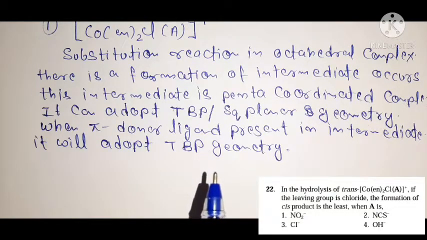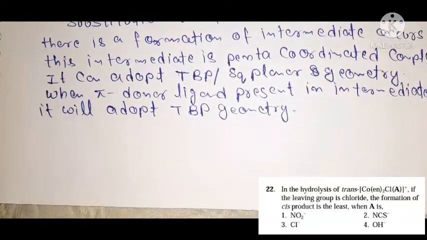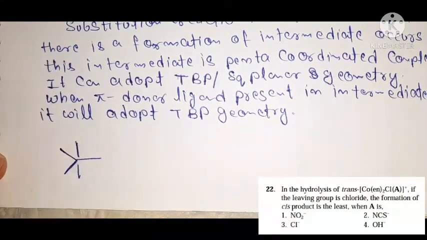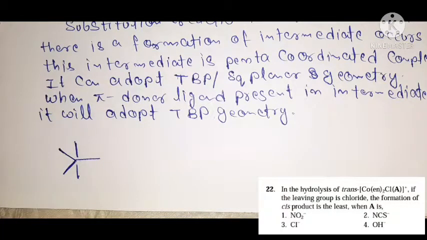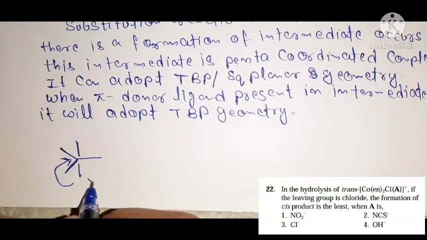Now friends, in this question they ask that the formation of cis product is least when A is. First of all, when this intermediate adopts trigonal bipyramidal geometry, there is an equal possibility of formation of cis and trans product. Why equal possibility? Remember, this is a trigonal bipyramidal geometry, so there are equal chances that the attacking species attacks either this side, which is called the front side, or the back side.